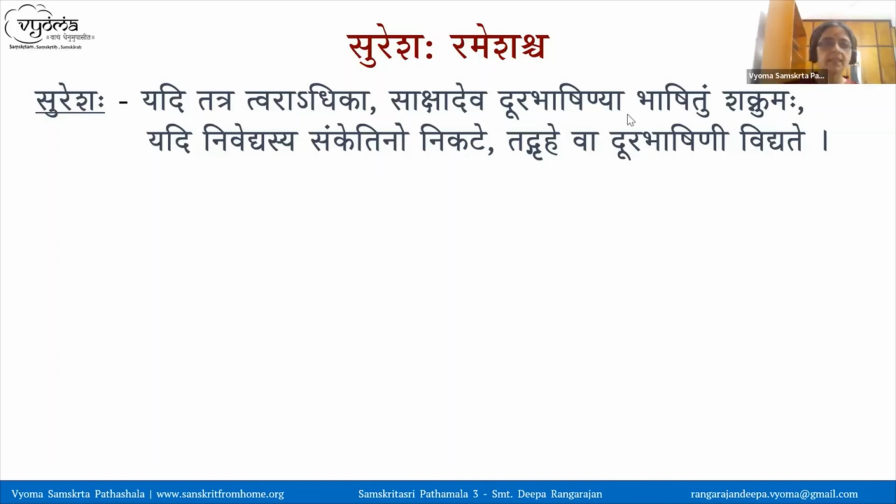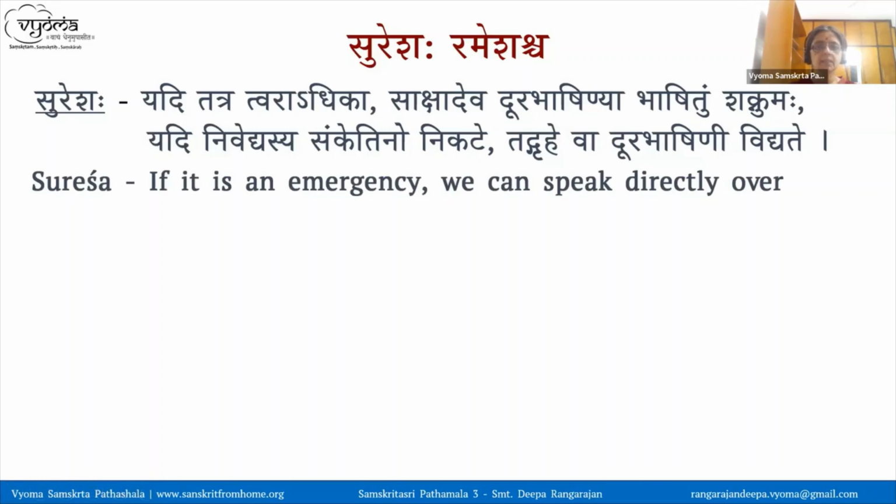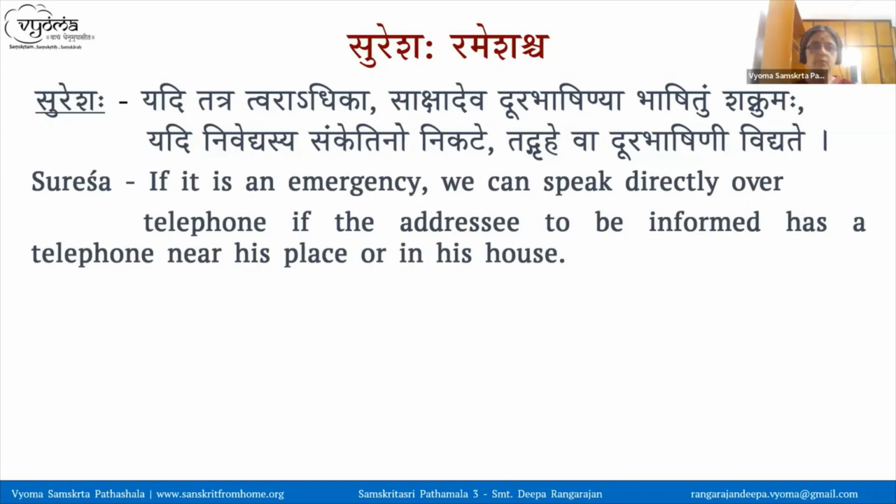So this sentence, yadi tatra tvaradhika: if it is an urgent thing, and also if the person to whom you want to communicate has a phone either in his house or nearby, then you can directly talk on the telephone. This is how you make it up as a whole sentence. Let us see how it is translated. If it is an emergency, we can speak directly over telephone, if the addressee to be informed has a telephone near his place or in his house.